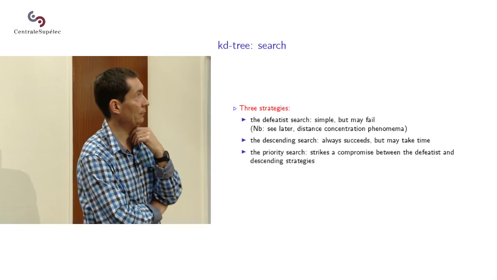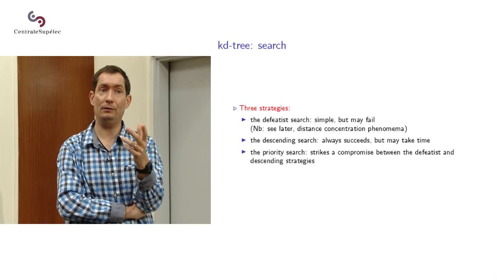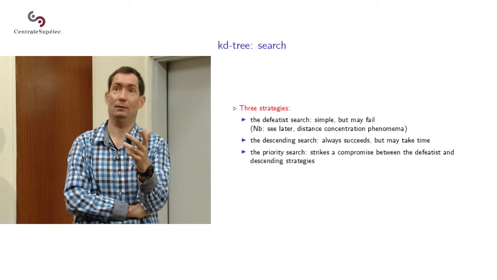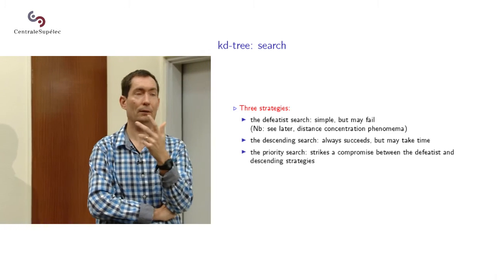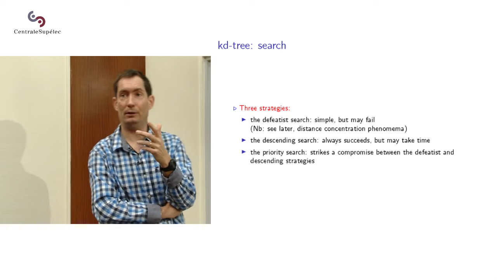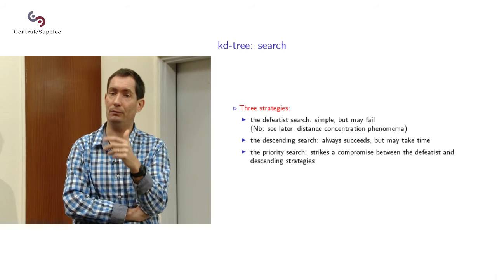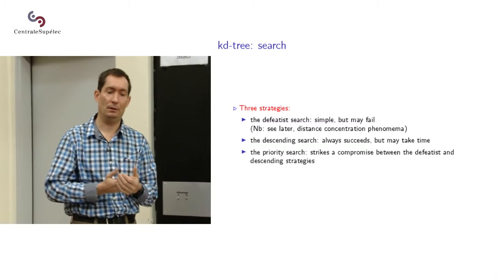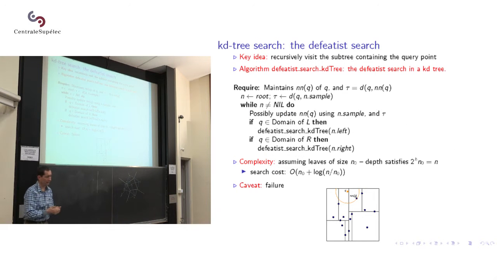The descending search is a method which is a bit more complicated, which is going to return the exact nearest neighbor in all cases, except that it is a bit more time consuming, right? And finally we'll see this priority search strategy, which strikes a compromise between the defeatist search and the descending search strategies, right? The priority search is trying to get the best of both worlds, namely returning the exact nearest neighbor using a decent complexity.